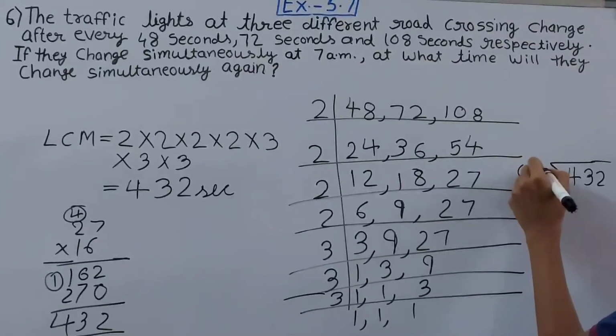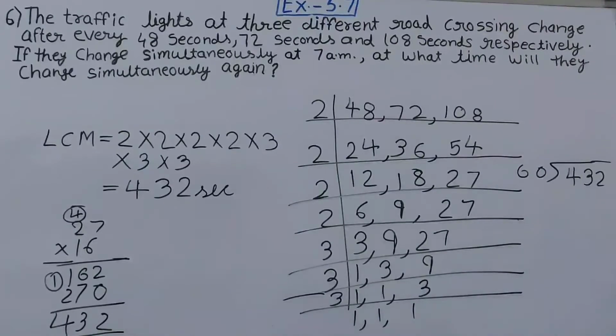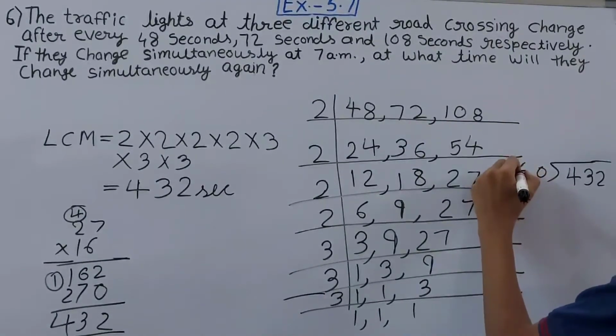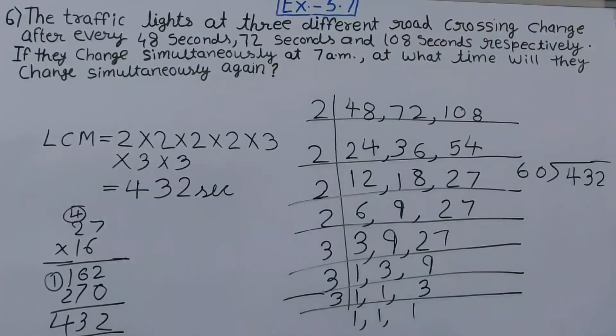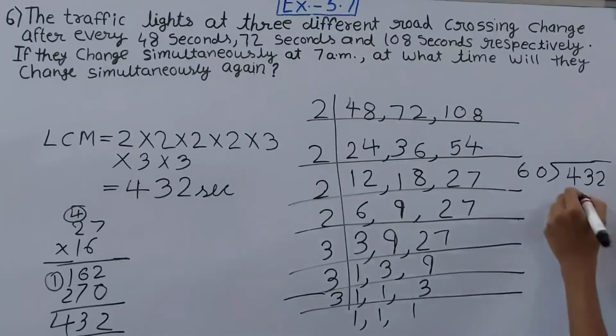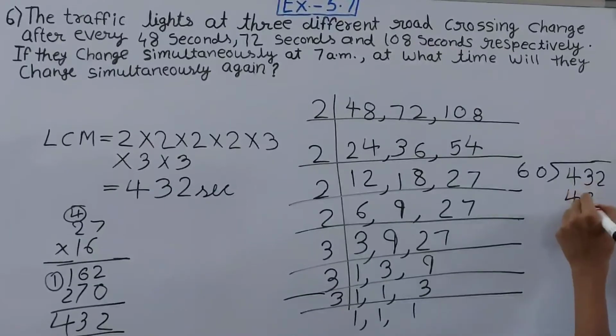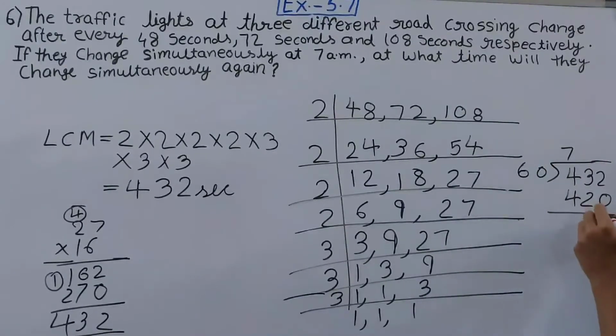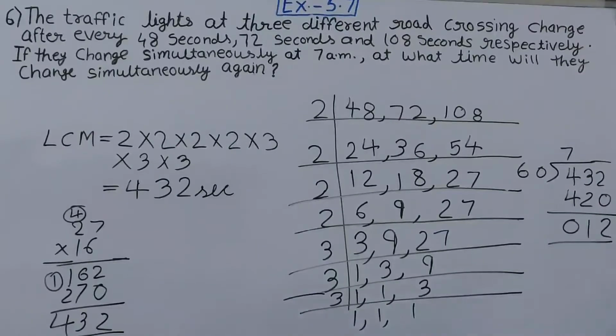(432) by 60. Alright, so yes, it is 420. Okay, and 420 goes 7 times. Okay, and we have 2 here, 1 is left and this is 0. So friends, you see we have done the division and we have got the remainder 12 and the quotient as 7.